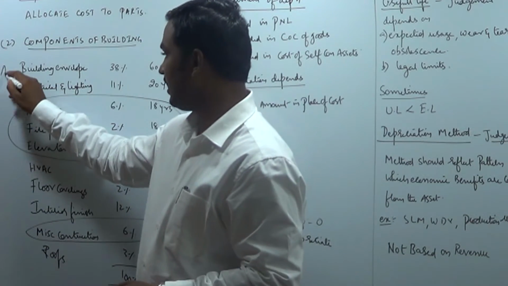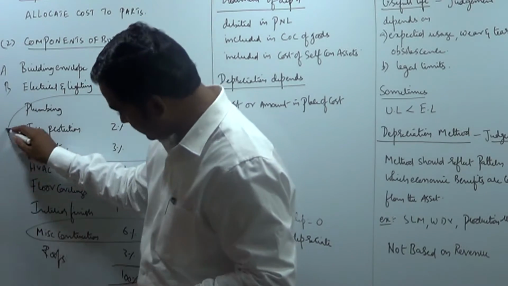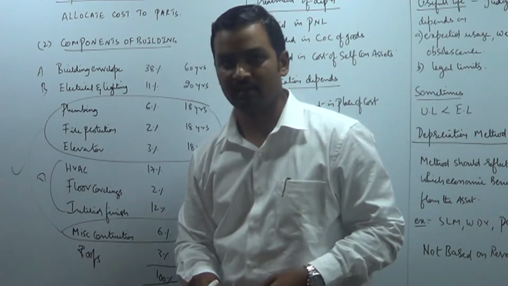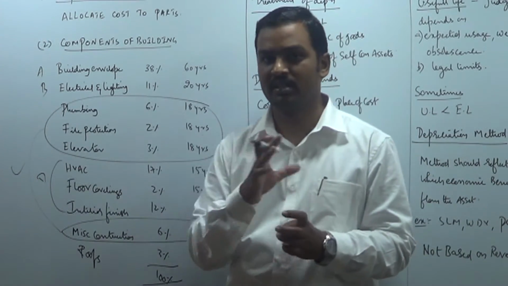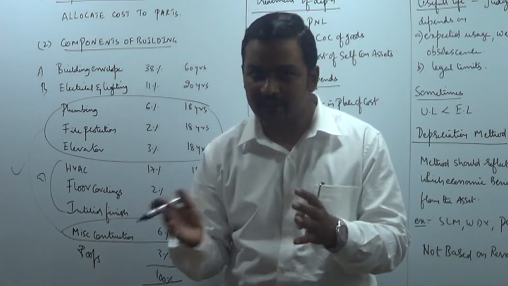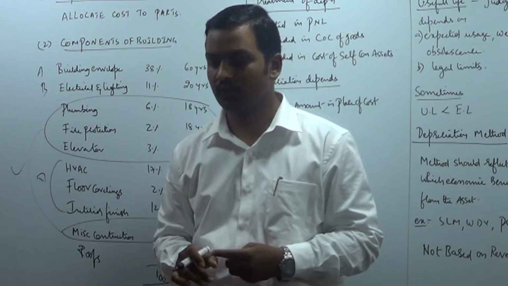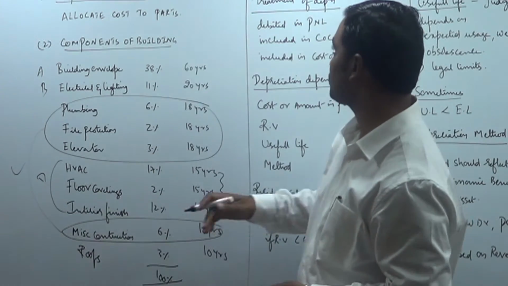We can say this is A, this is B, this and this together is C, and these 3 items together is D. We can divide them into 4 components and separate and account for them separately and depreciate them separately based on their respective useful life. This is what is componentization approach.